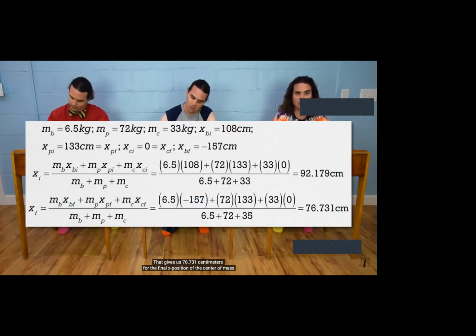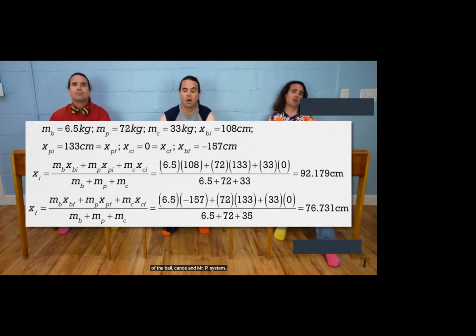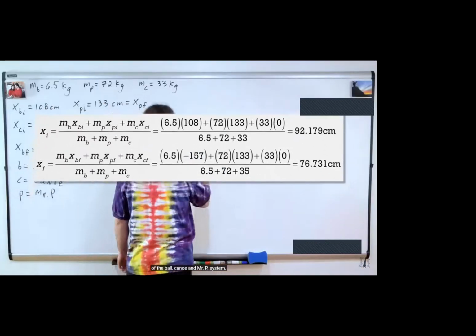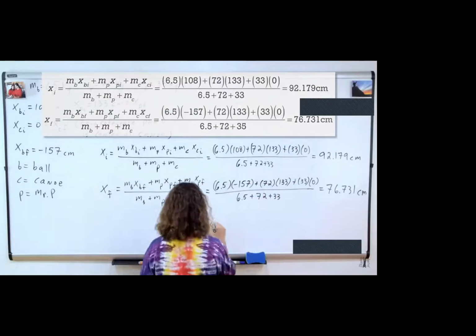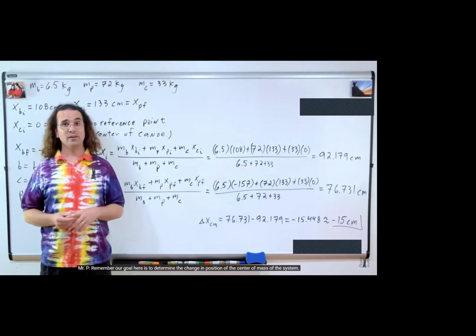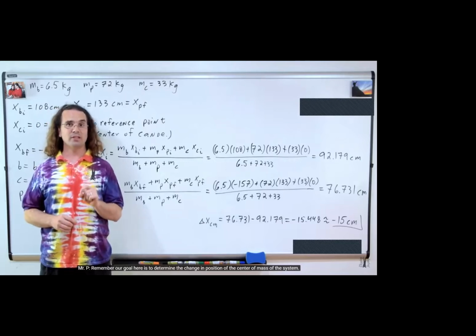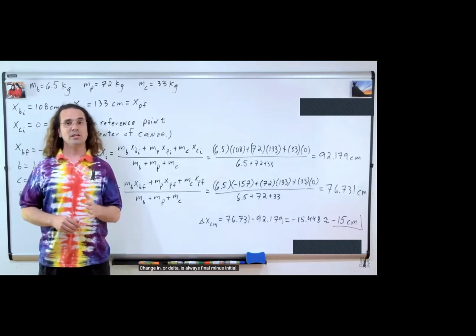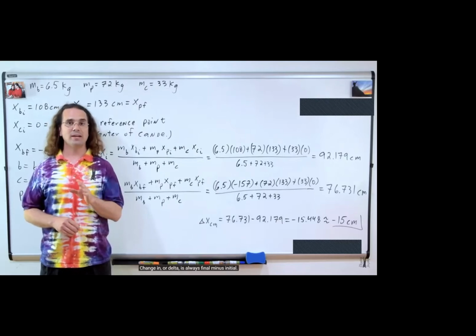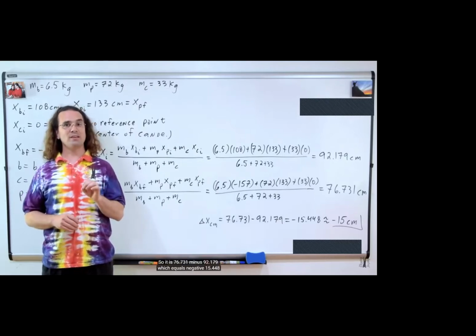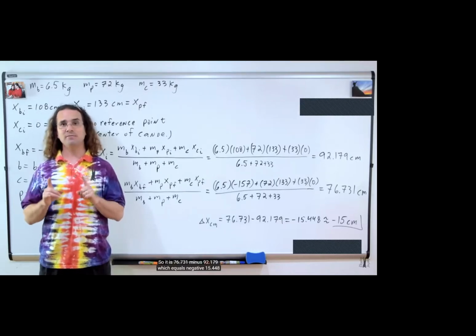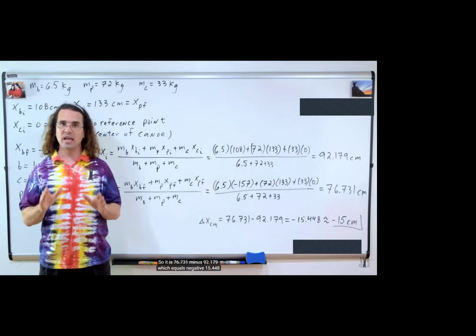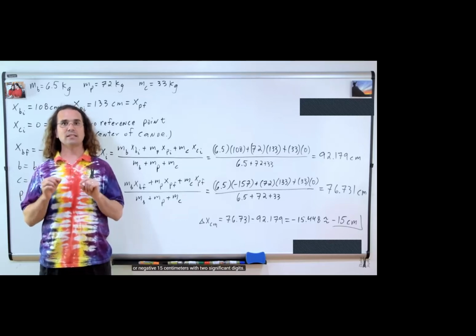76.731 centimeters for the final x position of the center of mass of the ball, canoe, and Mr. P system. Remember, our goal here is to determine the change in position of the center of mass of the system. Change in, or delta, is always final minus initial, so it is 76.731 minus 92.179, which equals negative 15.448, or negative 15 centimeters with 2 significant digits.